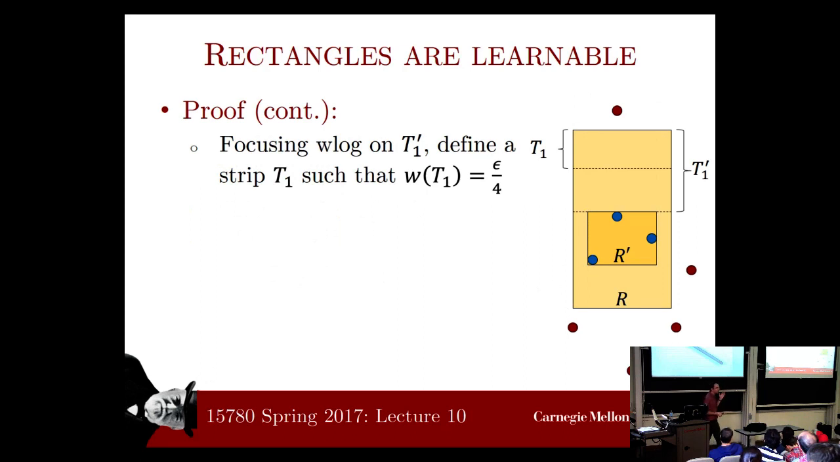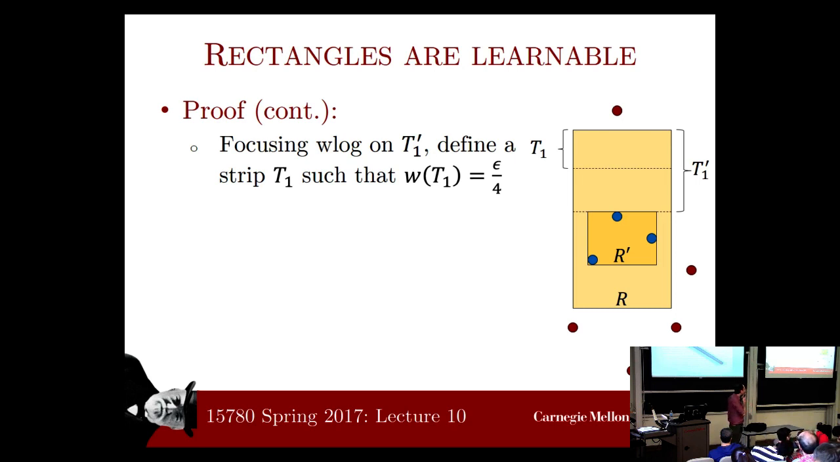Okay, so let's focus, without loss of generality, on the strip T1 prime. We're going to think about just one of the strips, T1 prime. And we'll define another strip, T1. The way we'll define it is, we start at the top of R and take a rectangle, and we want the weight of this rectangle to be exactly epsilon over 4. So we take the bottom boundary of this rectangle and push it downwards until we hit total weight exactly epsilon over 4. That's our definition of T1. Okay?